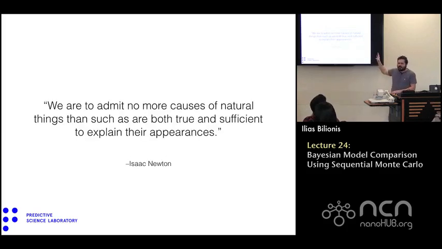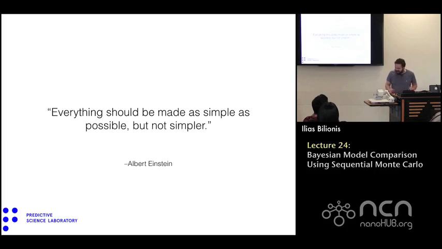And people have struggled with this question for quite a while, right? So this is Newton's answer to the problem. We are to admit no more causes of natural things than such as are both true and sufficient to explain their appearances. Okay, makes sense. You can't quite use this to do model selection, but it does make sense. Here's Einstein's proposition. Everything should be made as simple as possible, but not simpler. Also makes sense.